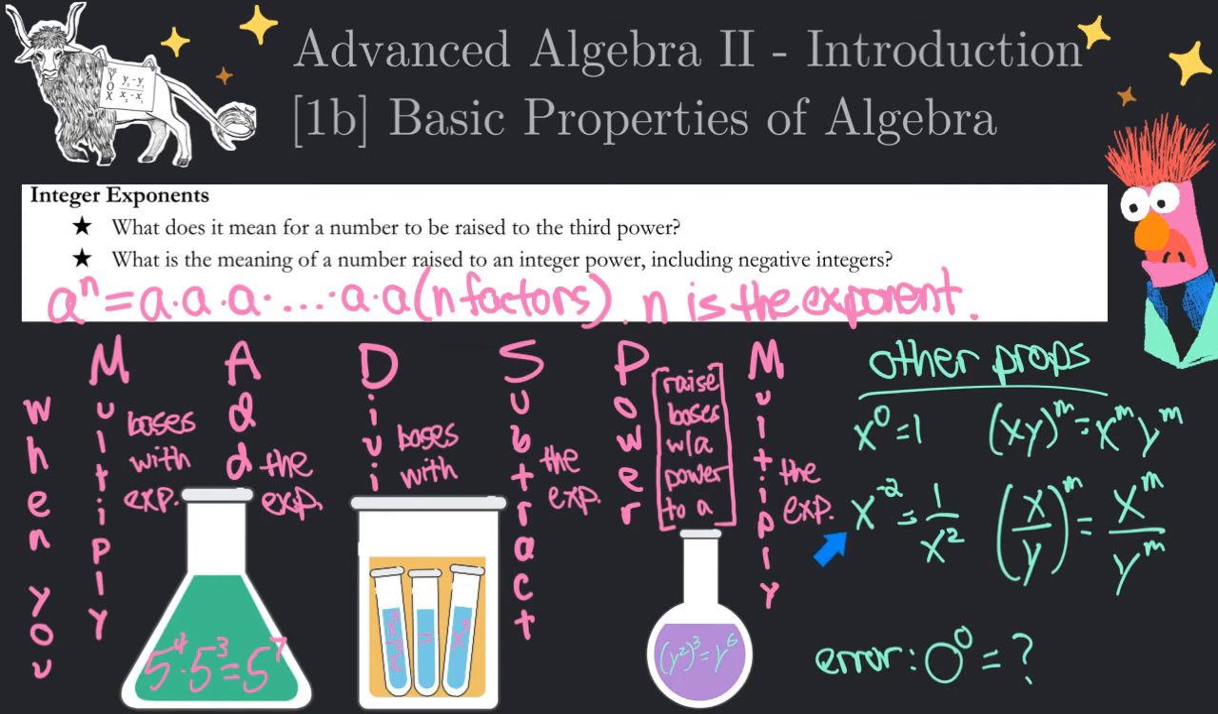Then we have x to the negative 2. This is a specific example. That's equal to 1 over x squared. So if we have x raised to a negative exponent, we could rewrite that as 1 over x raised to a positive exponent. And finally, we have these two properties that are basically an application of the distributive property for exponents.